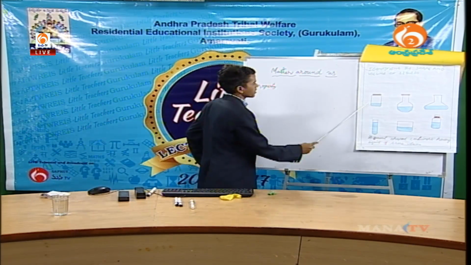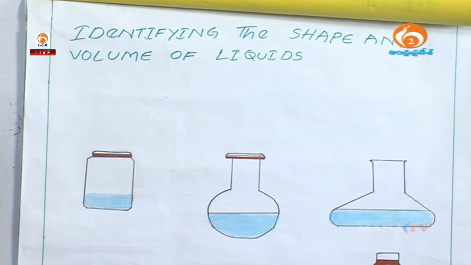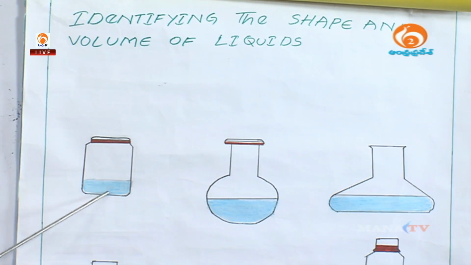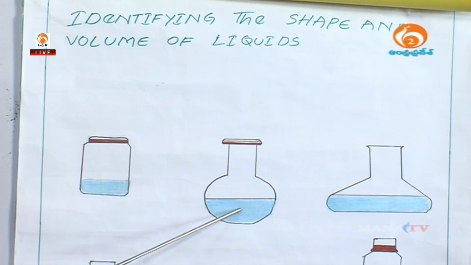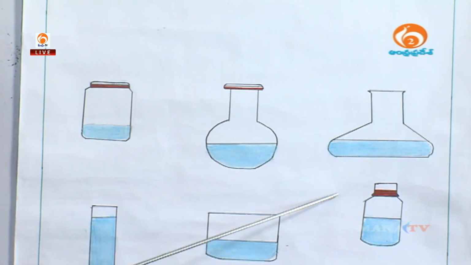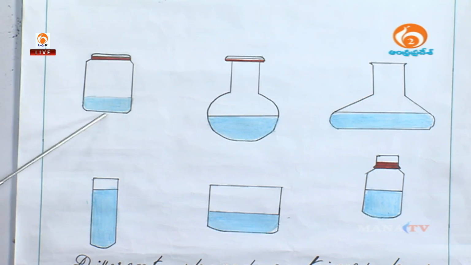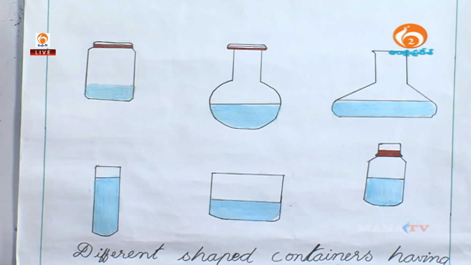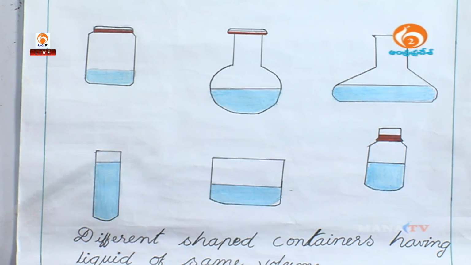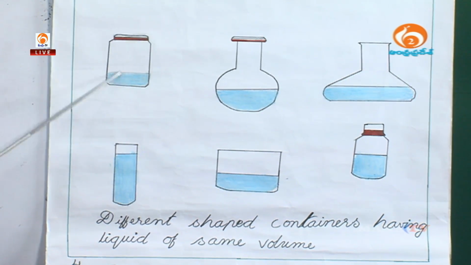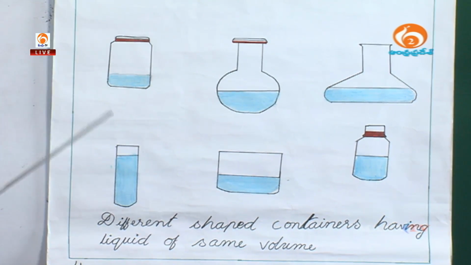In this shot, we took a beaker like this and poured water, and the same water is poured into this beaker. We repeat this process until pouring is complete in all containers. Observe here: containers of different shapes hold liquid of the same volume. The shapes are different, but the volumes are the same. Okay.